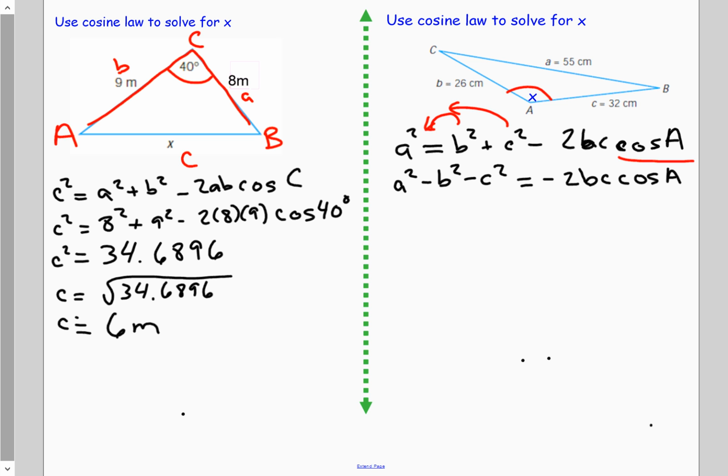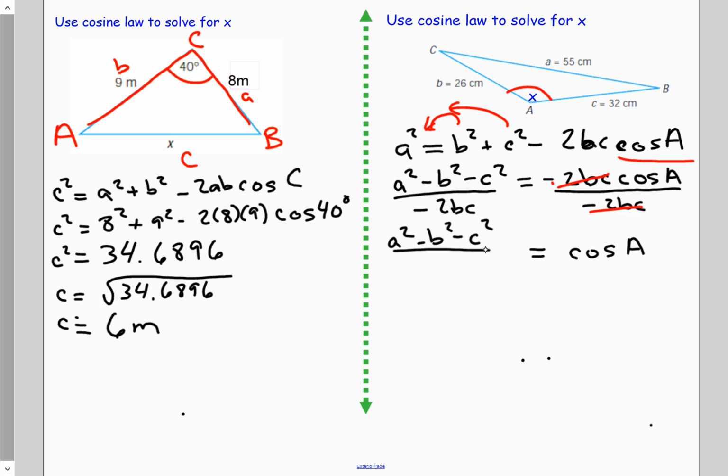So to isolate for cos A, we need to divide by the coefficients on both sides. Okay, and that will allow this to cancel over here, leaving me just cosine A. And I now have an equation on the left-hand side where I can substitute my values. Everything there is given. They're all sides, and they're all given in the question. So let's do that. Let's replace the values.